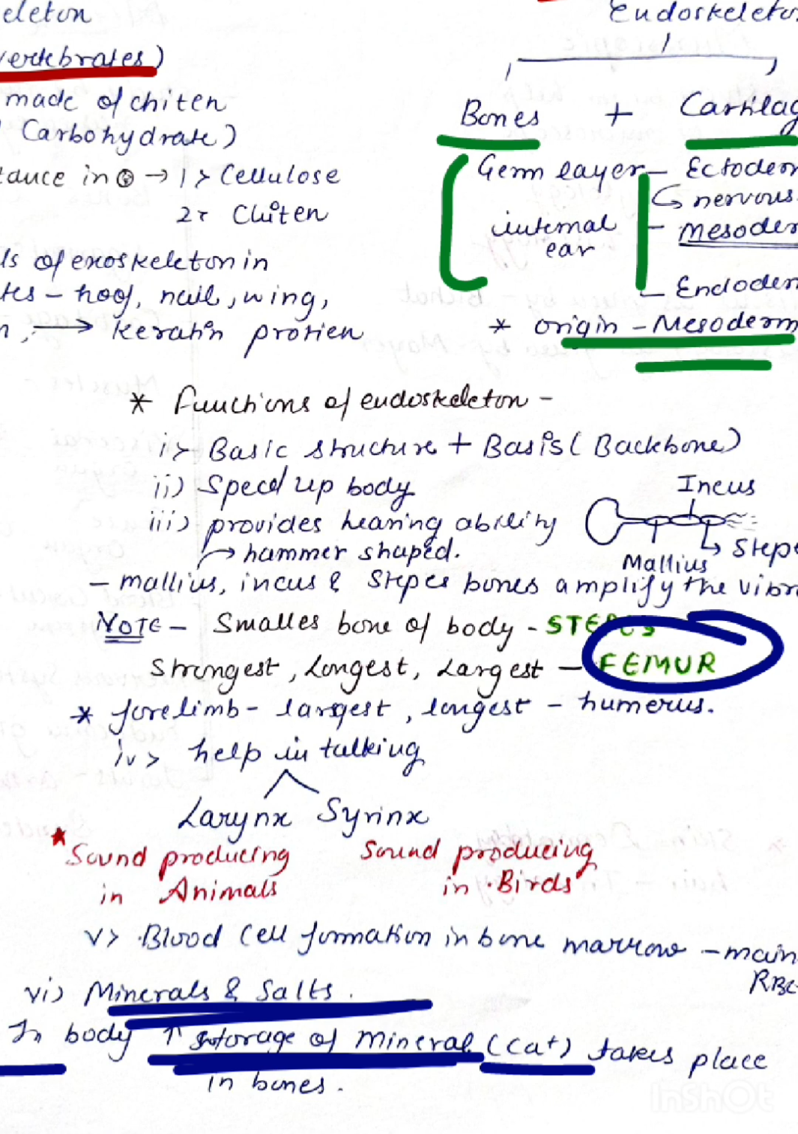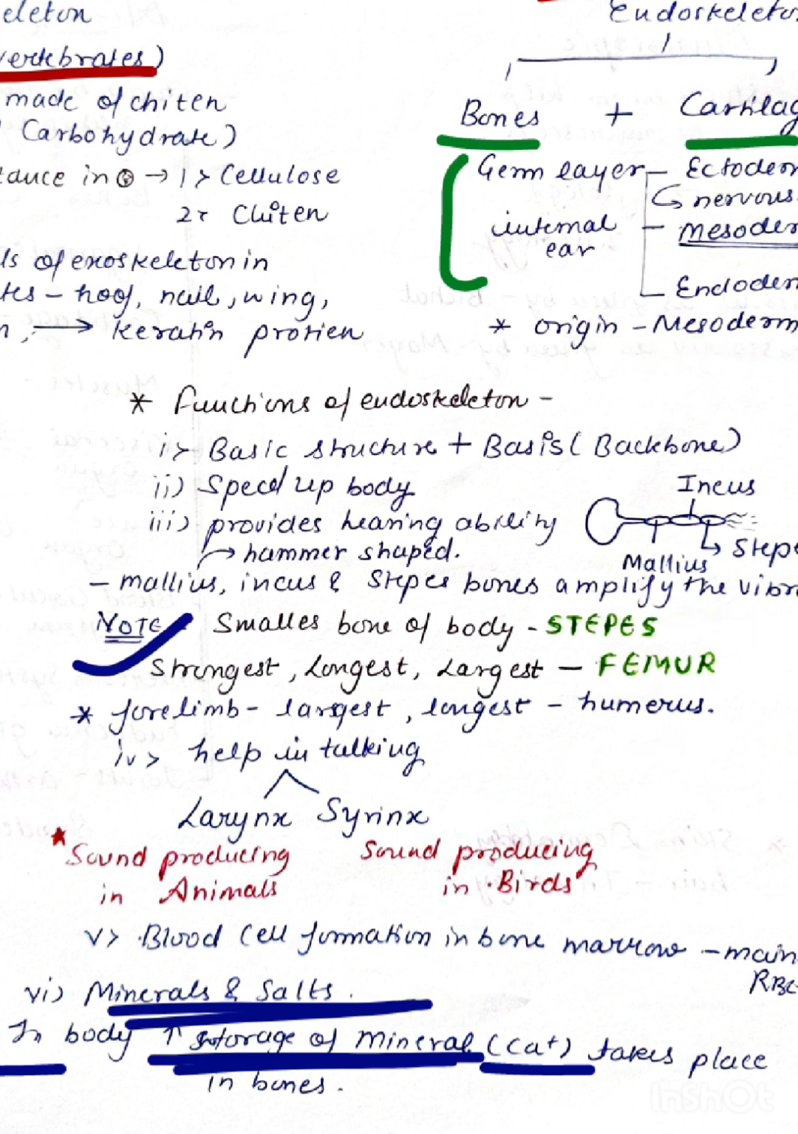And when we talk in terms of the four limbs, there is humerus. Let me clear it out. When we talk about the whole body of the organism, then we call it femur. And when we talk in terms of the forelimb, it is related to the humerus. So the largest and longest bone in the forelimb is humerus. Fourth one was help in talking. For animals we have larynx, and in birds we have syrinx. So these are the sound producing organs in the body.